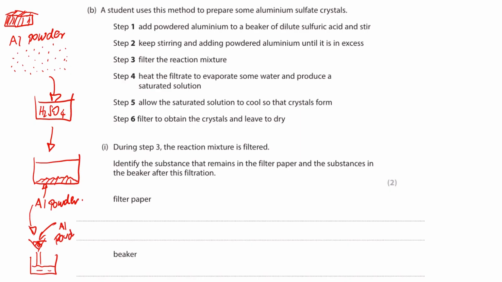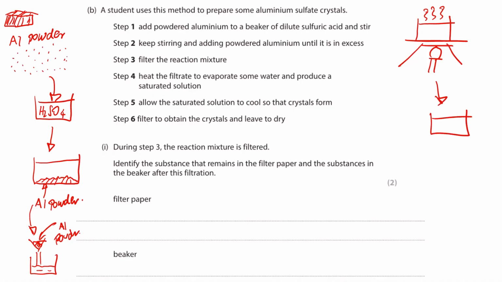That's the remaining aluminium powder, right? Heat the filtrate to evaporate some water to produce a saturated solution. I'll just draw it here. So you just heat the solution. When you heat the solution, what will happen? Most of the water will evaporate. It's hard to evaporate all the water because evaporation takes time. When you heat it, some of the water will evaporate. Now you get a saturated solution. That means you have a lot of crystals here. Allow the saturated solution to cool so the crystals are formed. When you let it cool, you get the crystals here.